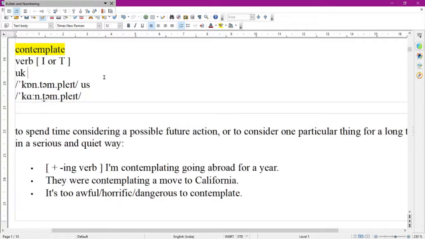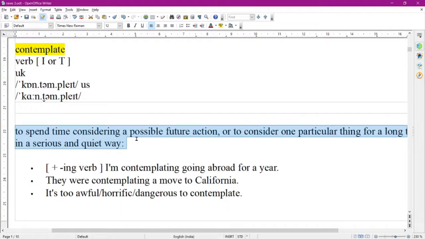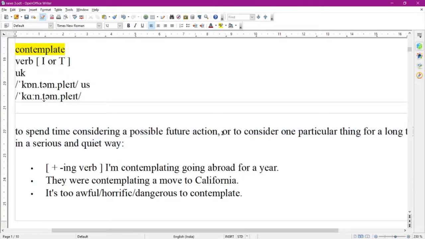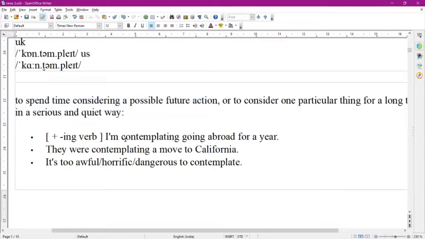The next word is contemplate. Contemplate means to spend time considering a possible future. Basically, it's thinking about the future, considering one particular thing for a long time, in serious thinking. That is the meaning known as contemplate. I am contemplating going abroad for a year. They were contemplating a move to California. It's too awful to contemplate. It's horrific to contemplate.